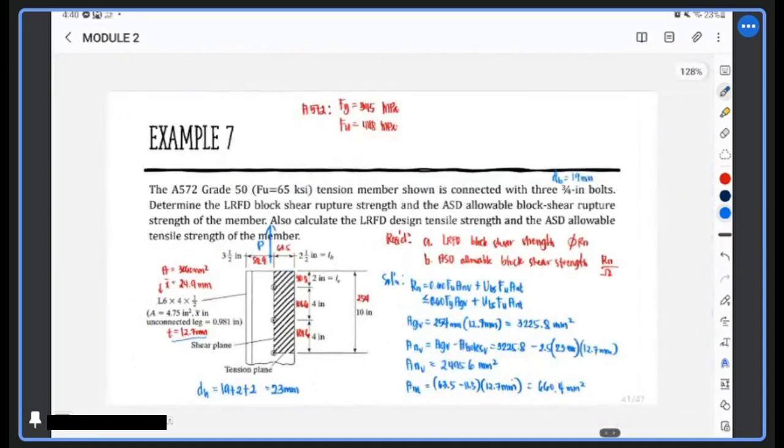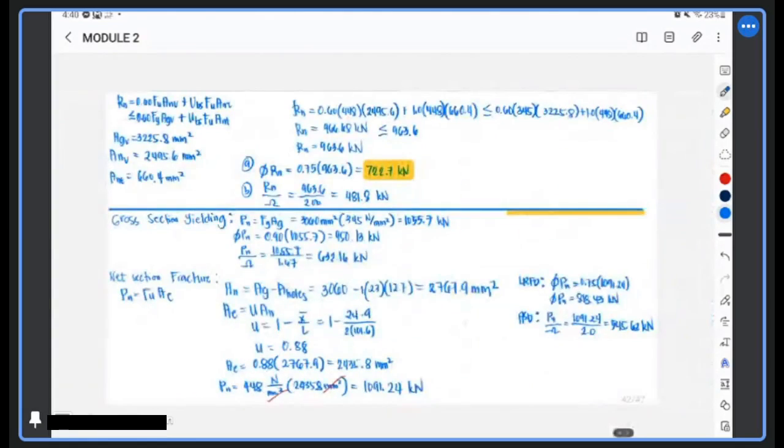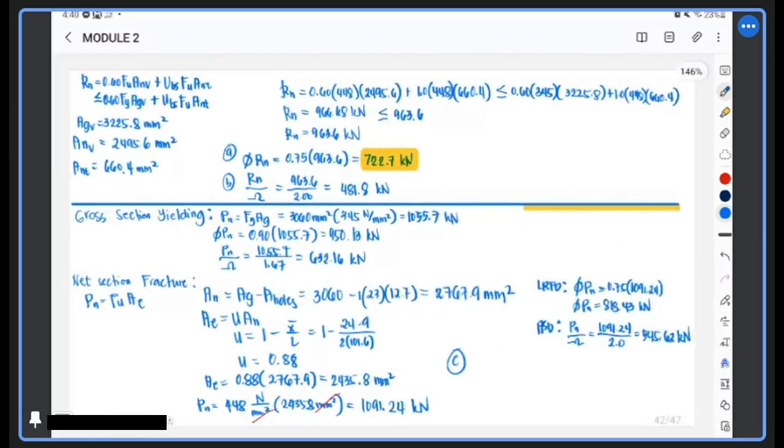Okay, now we have to choose the answer. What is being asked? Calculate the LRFD design tensile strength and the ASD allowable tensile strength. So far we have computed using 3 limit states: net section rupture, gross section yielding, and block shear strength. We have to choose from those 3 in LRFD. Whichever is the lowest would be our governing design tensile strength.